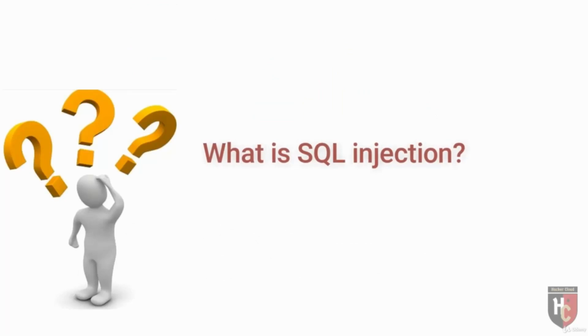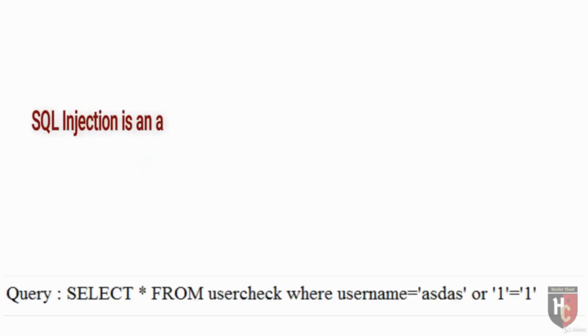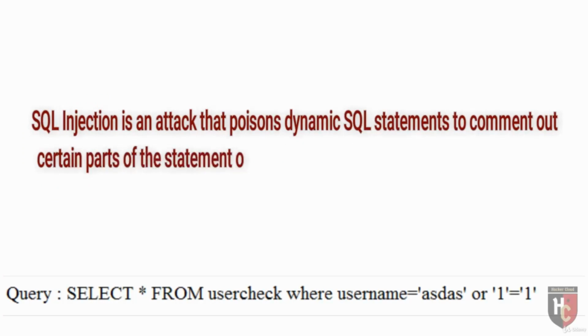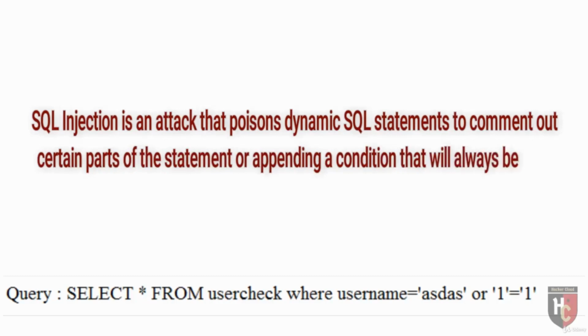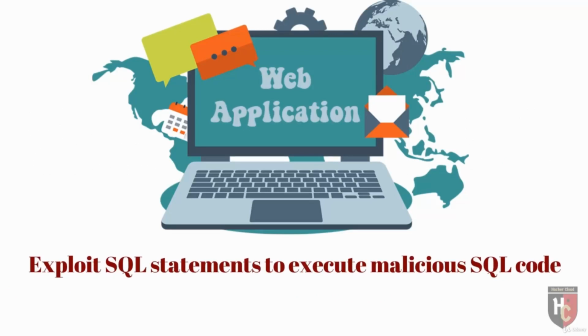Now the question arises: what is SQL injection? SQL injection is an attack that poisons dynamic SQL statements to comment out certain parts of the statement or append a condition that will always be true. It takes advantage of design flaws in poorly designed web applications to exploit SQL statements and execute malicious SQL code.